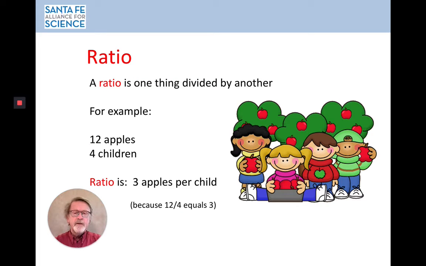This is about ratios. What is a ratio? A ratio is simply one thing divided by another. For example, if I have 12 apples and 4 children, the ratio of how many apples per child is 3. There are 3 apples per child because 12 divided by 4 is 3. So it's just one thing divided by another.